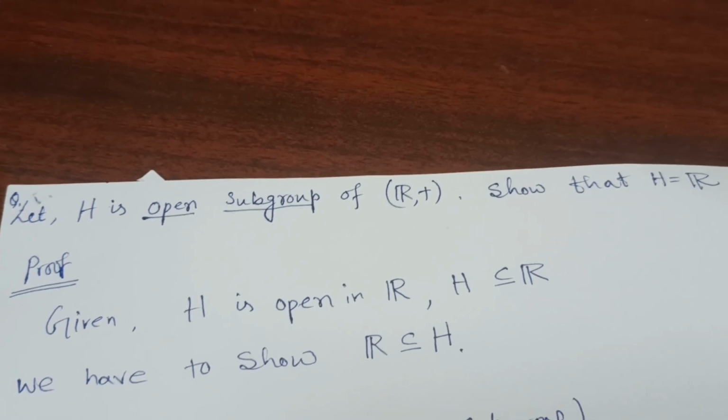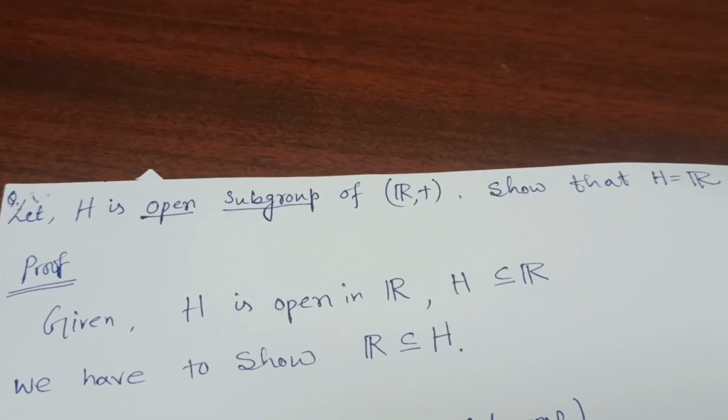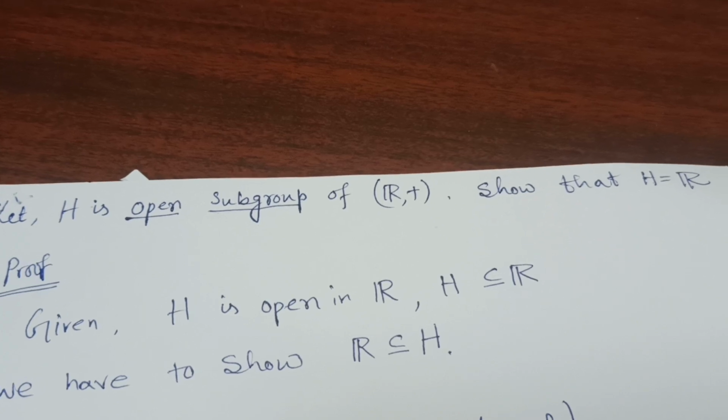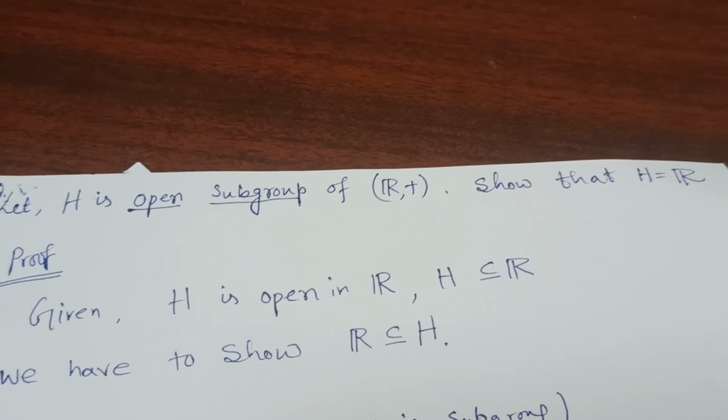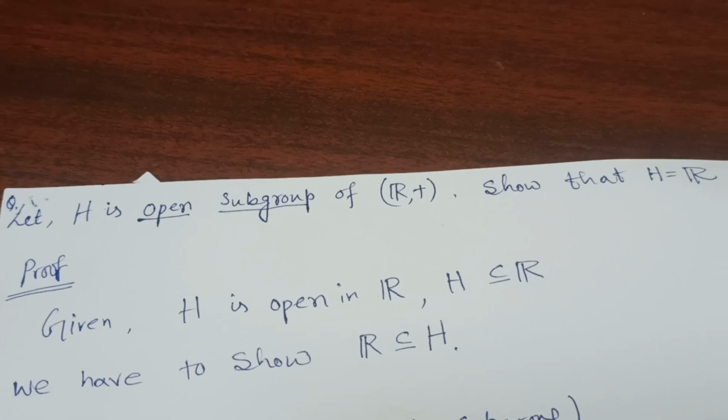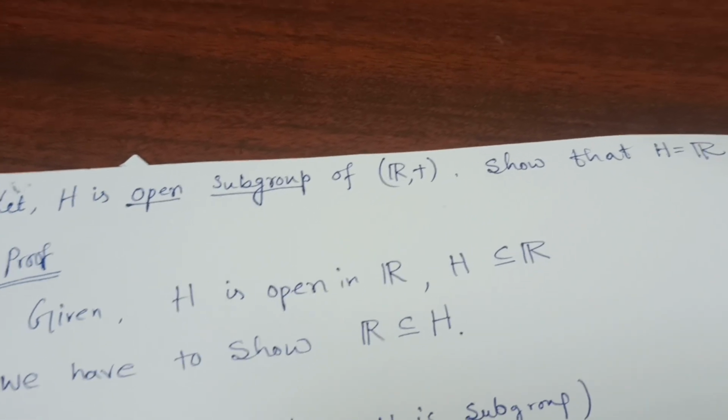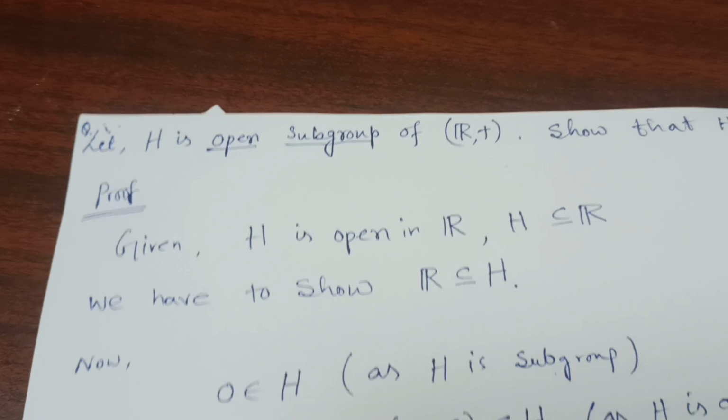So here is a nice question in group theory. The question is, let's say H is an open subgroup of R plus, show that H equals R. That is, the only subgroup of R which is open is R itself. So let's say the question.